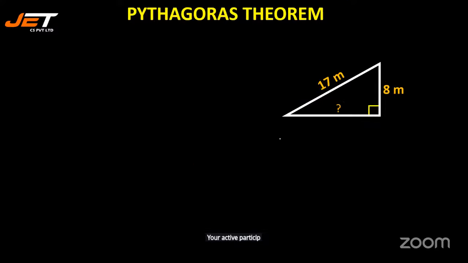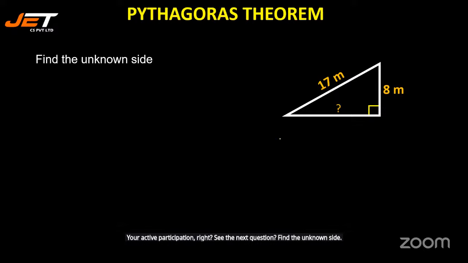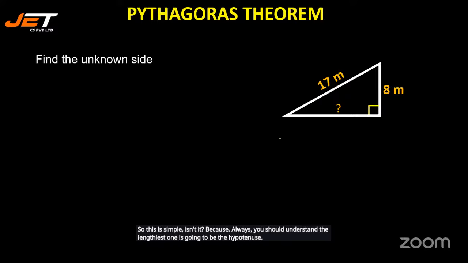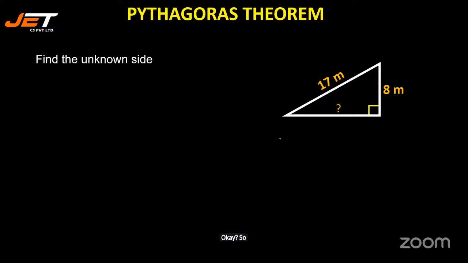Right, see the next question. Find the unknown side. So this is simple, isn't it? Always understand that the lengthiest side is going to be the hypotenuse. So now let us assume the unknown side to be x. So the lengthiest side, 17 square, is equal to 8 square plus x square.